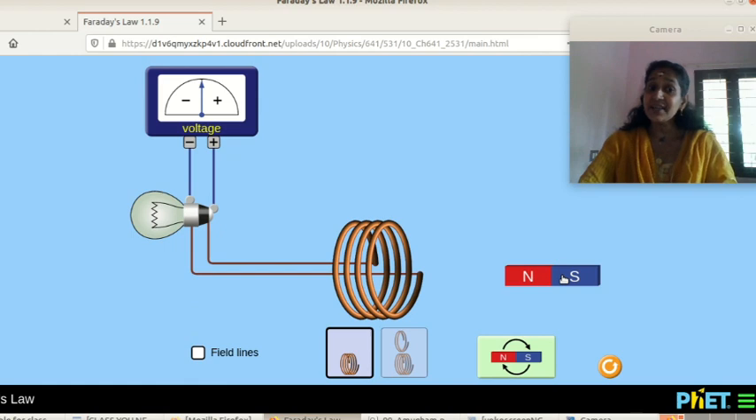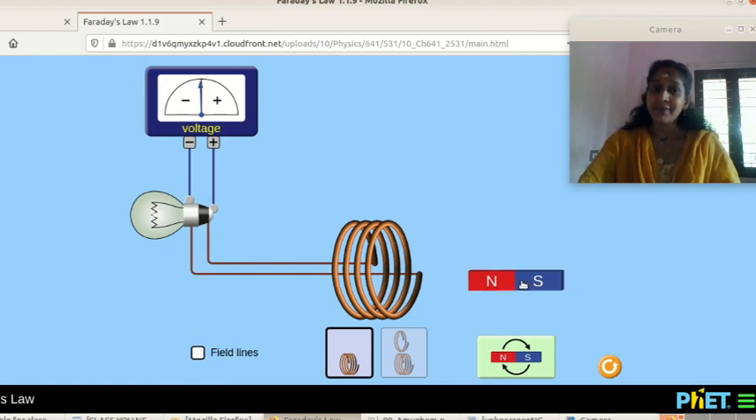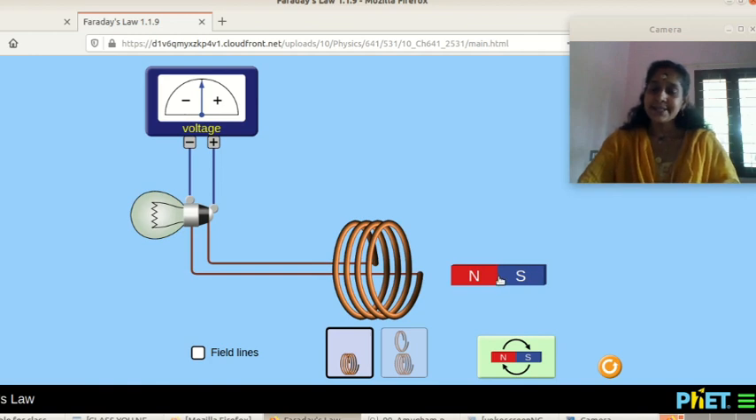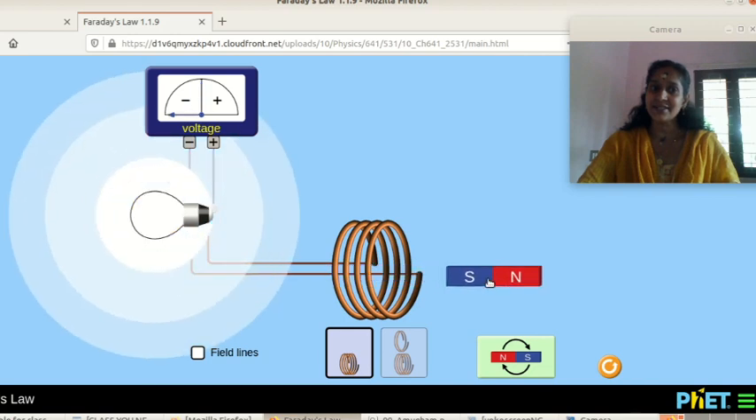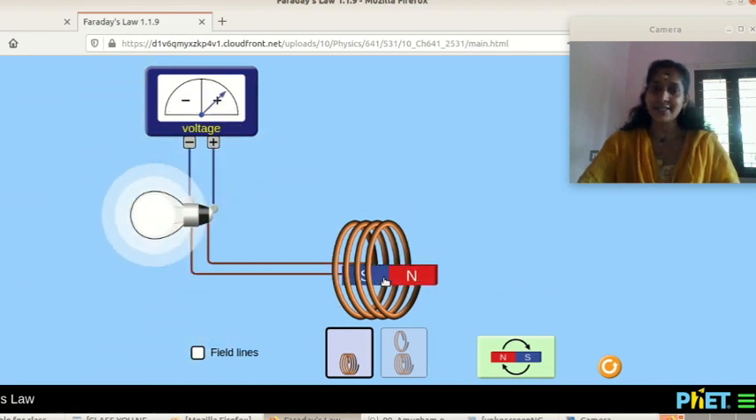The direction of this deflection changes when we insert this magnet into the solenoid and when it is taken out. If we change the poles, if we are inserting the south pole instead of the north pole, what change occurs? We can look. Here the poles changed into the south pole. Then what happened? Direction of deflection changes.